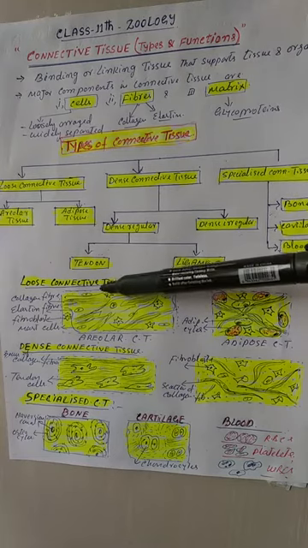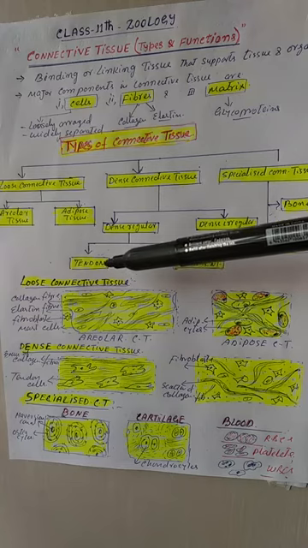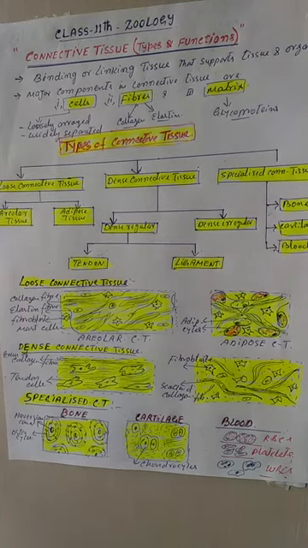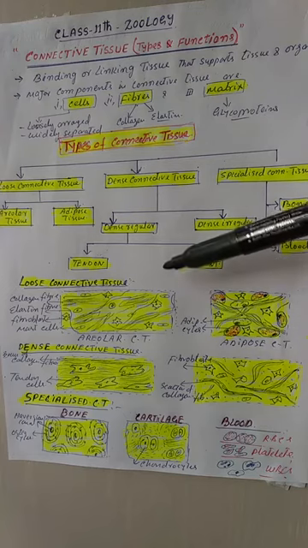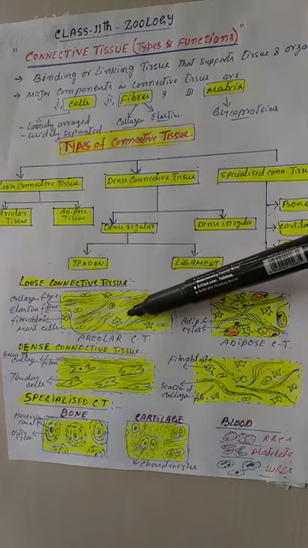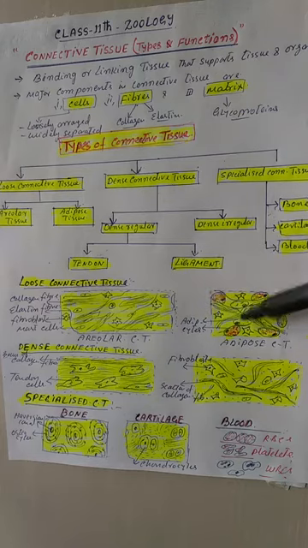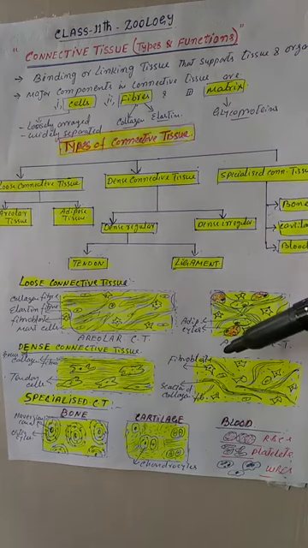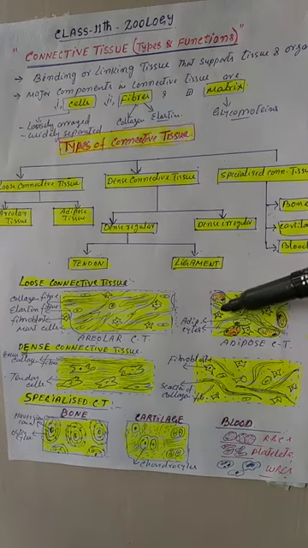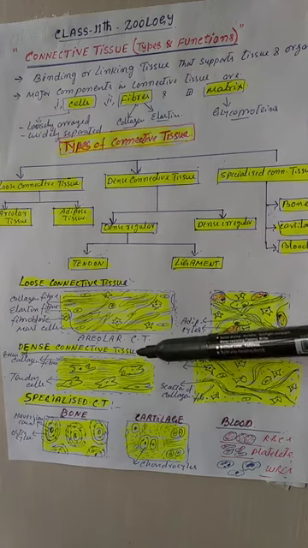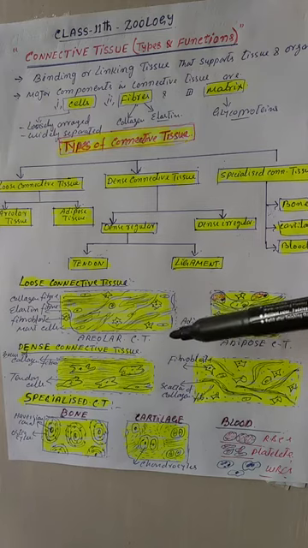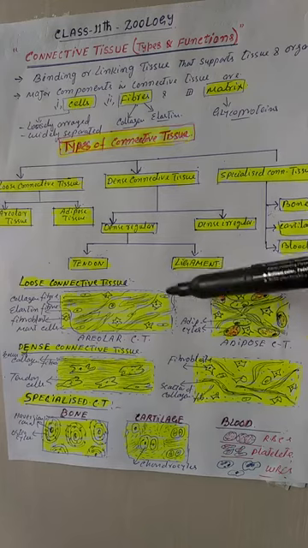Now, so far as this loose connective tissue is concerned, the loose connective tissue has cells and fibers that are loosely arranged in the matrix. Areolar tissue and adipose tissue are the examples of loose connective tissue. This adipose tissue additionally contains adipocytes, which actually store the fat molecules. Now, in the dense connective tissue, the cells and fibers are compactly packed.